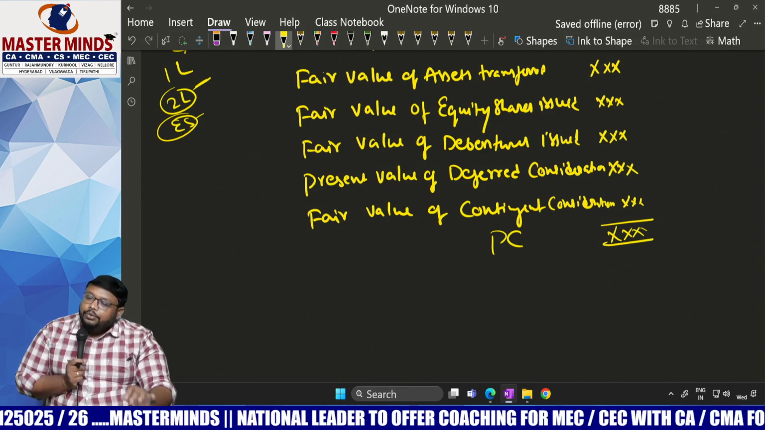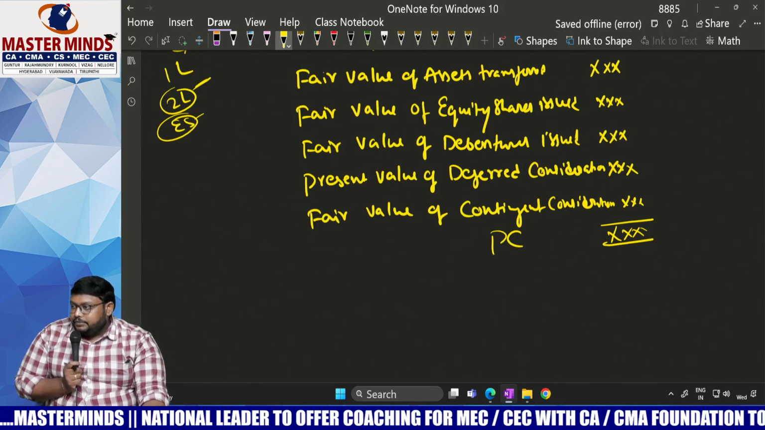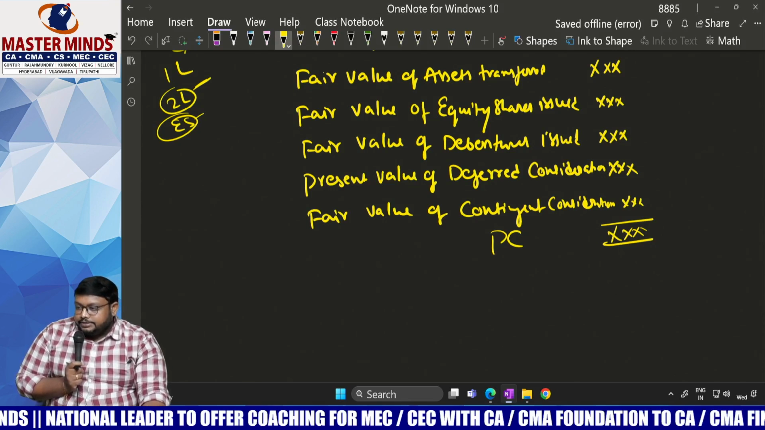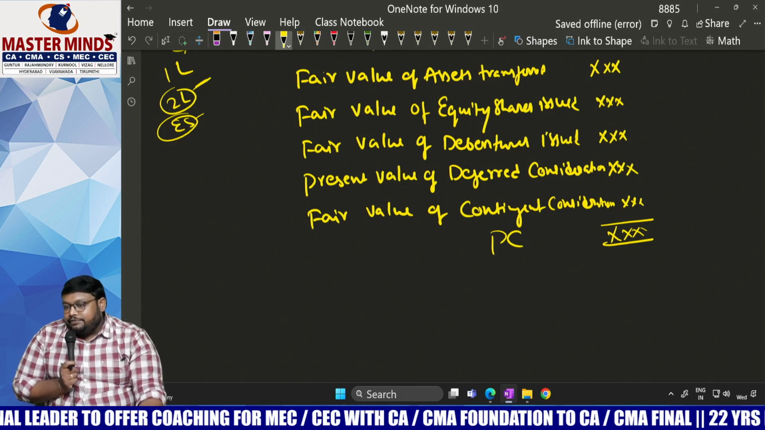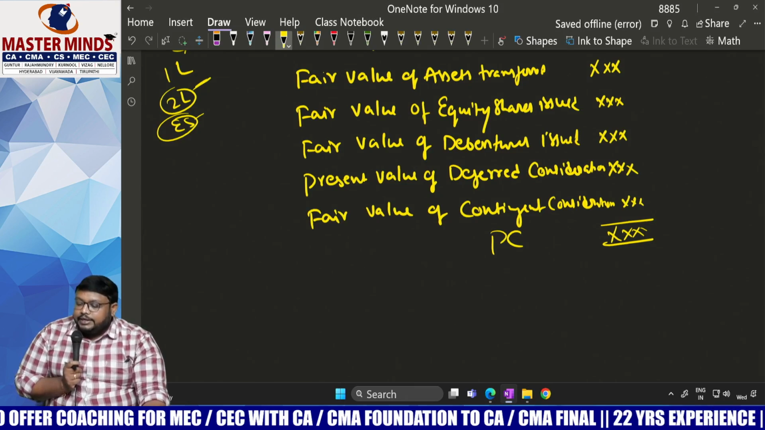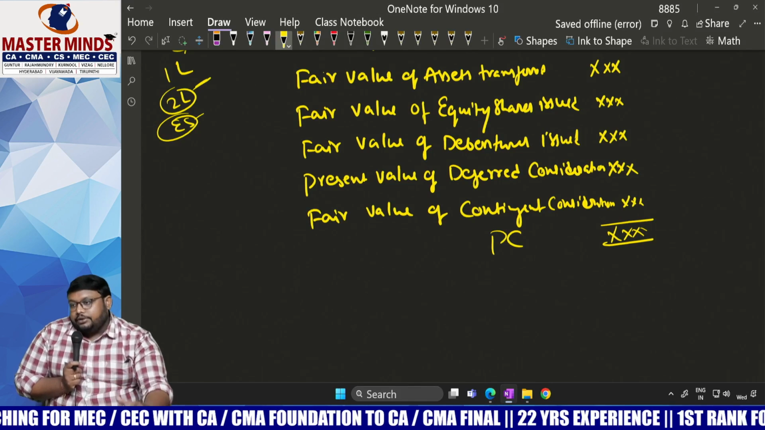Don't worry, most of the time they will give you the purchase consideration in the question itself. Okay, so if they have not given it, we take all these elements into consideration, that is the point. Okay, consideration calculation is different, net assets calculation is different. So how to do the net assets, how to take over the assets and liabilities, in the next steps we are going to discuss.